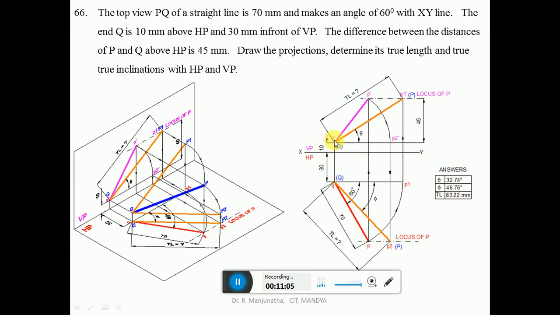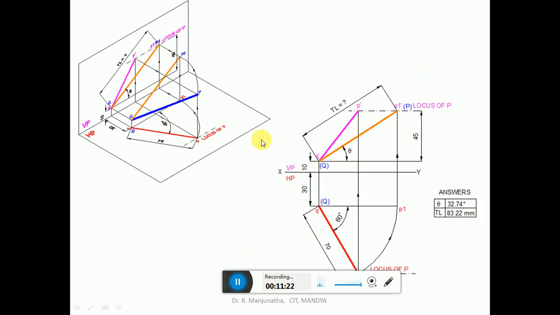Using a scale, you measure the true length in both HP and VP, which is going to be the same: 83.22 when you are doing it in CAD, and 83 mm when you are doing it manually. And show the dimension. So this is how we will be able to solve this particular problem. Now we are going to analyze it stepwise.